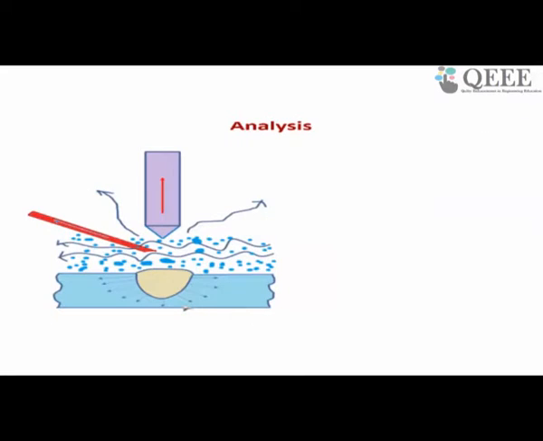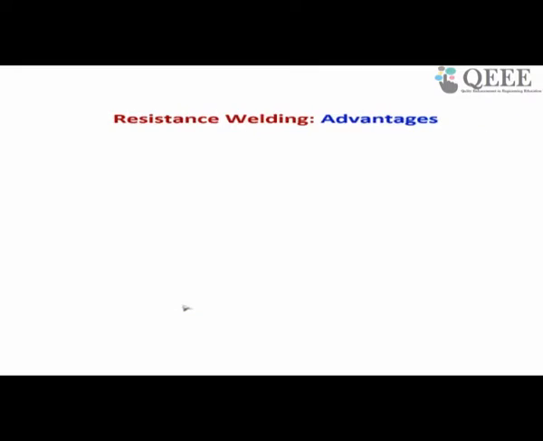But what is the limitation here? What are the applications, advantages and disadvantages of electrical resistance welding? The main advantage is that it is a very quick process. The second is that it can be automated, so mass production can be done very easily. The third point is that it can be automated.